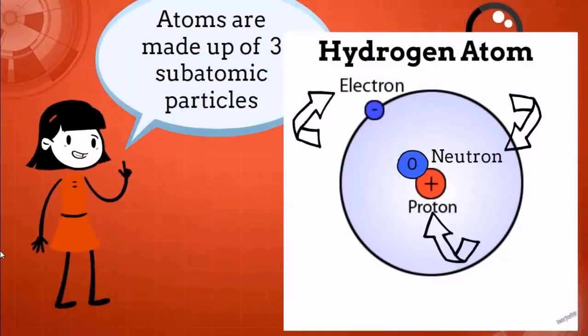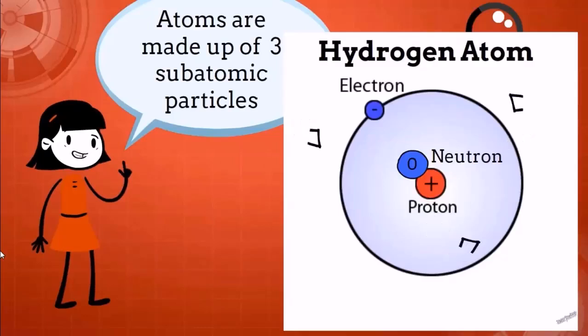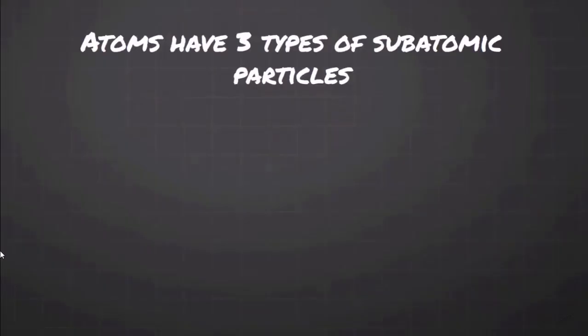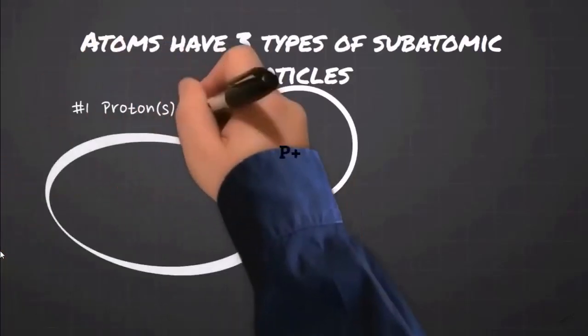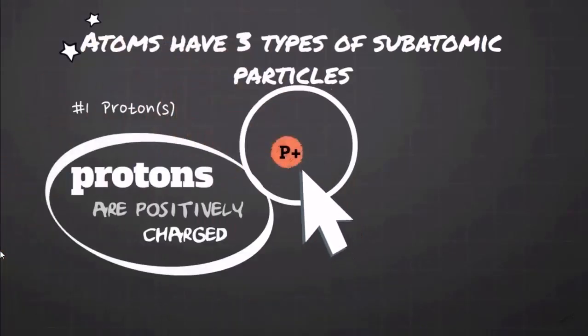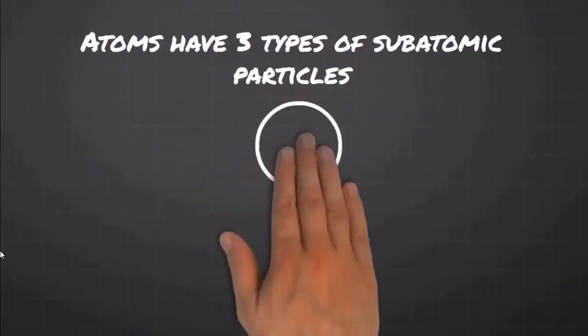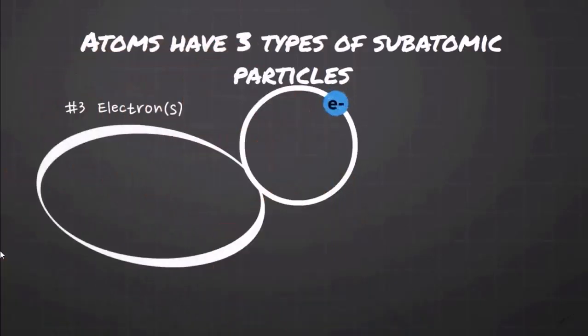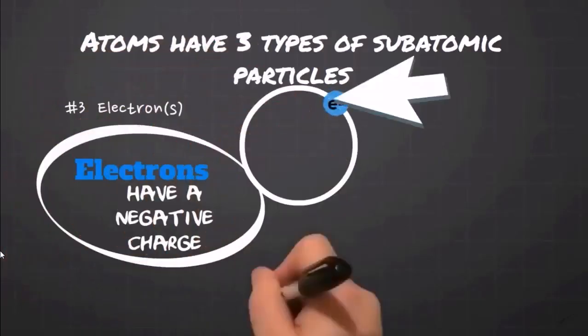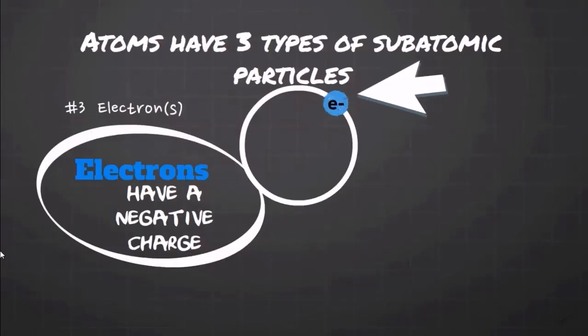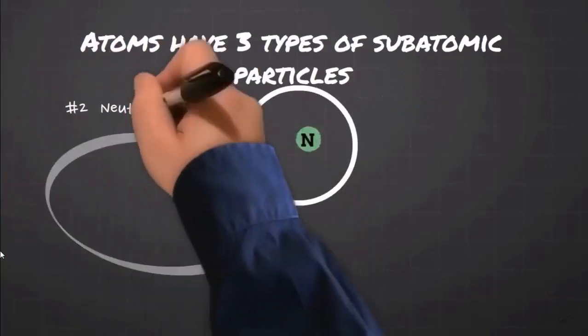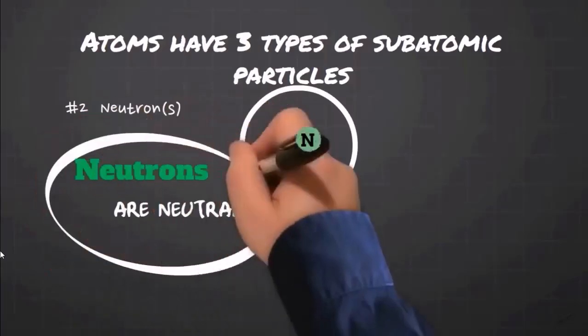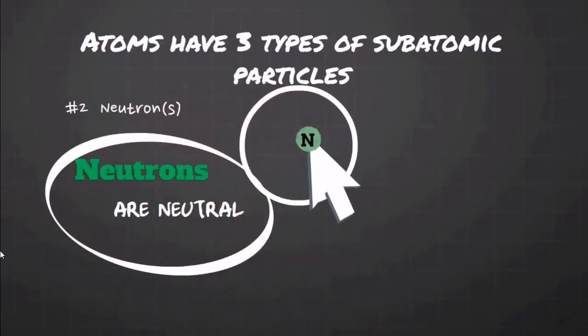Atoms are composed of 3 subatomic particles: protons, electrons, and neutrons. Protons exist in the nucleus of the atom and have a +1 charge. Electrons orbit around the nucleus of the atom and have a -1 charge. Neutrons exist in the nucleus of almost every atom, and neutrons have a 0 charge.